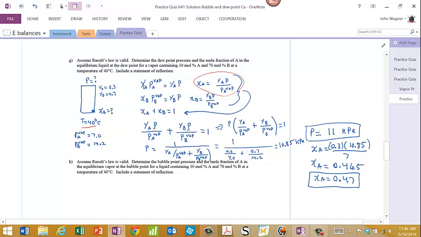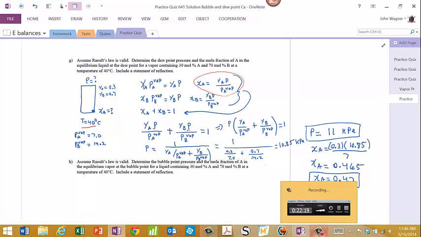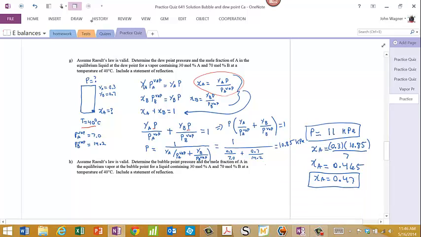A pressure of 11 kilopascals is between the vapor pressure of A and B. We also have that the mole fraction of A is larger in the liquid phase than it is in the vapor phase. And this makes sense also because we said before that A is the least volatile component, so it would favor the liquid phase. So both of these seem to make sense.